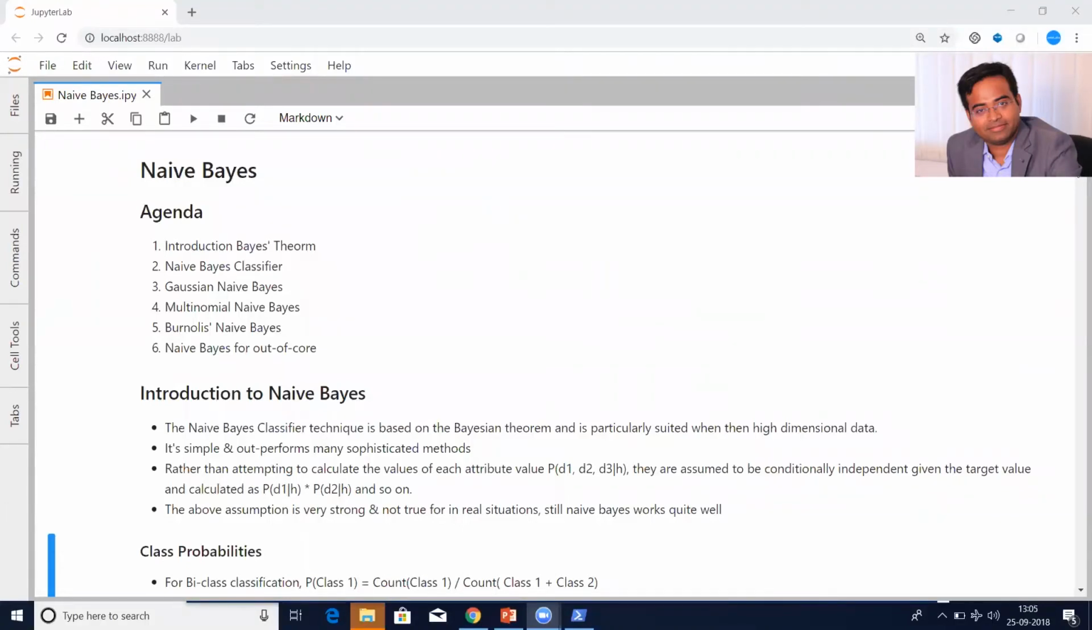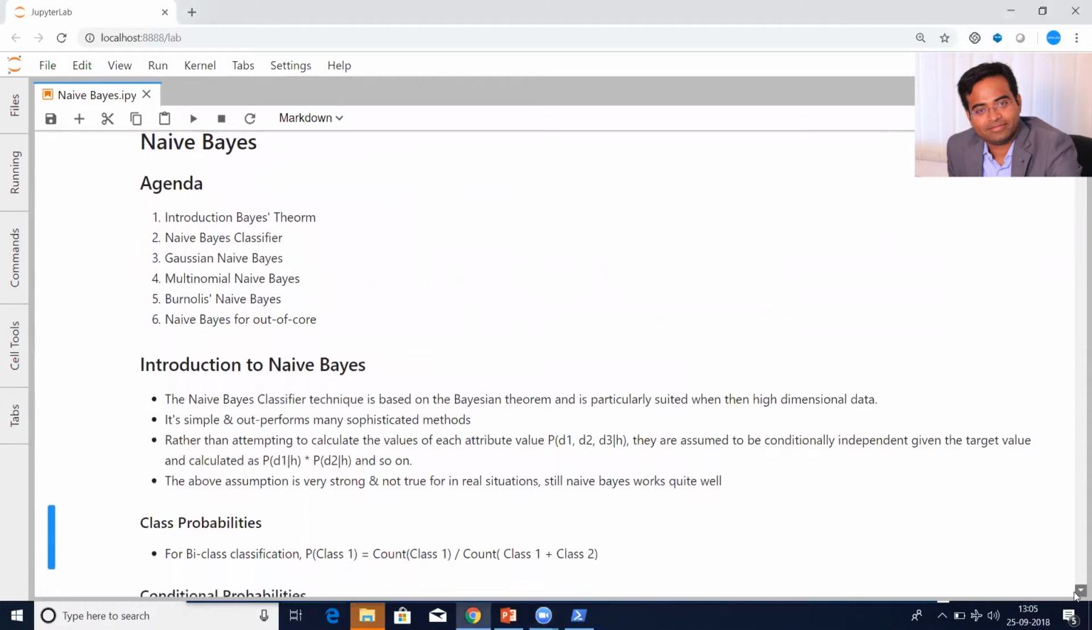Today we'll be discussing naive Bayes. The agenda will be as follows. The first part will be an introduction of Bayes' theorem, a little fundamental around it. Then the naive Bayes classifier, Gaussian naive Bayes, multinomial naive Bayes, Bernoulli naive Bayes. Then we'll be getting into naive Bayes for out of code training.